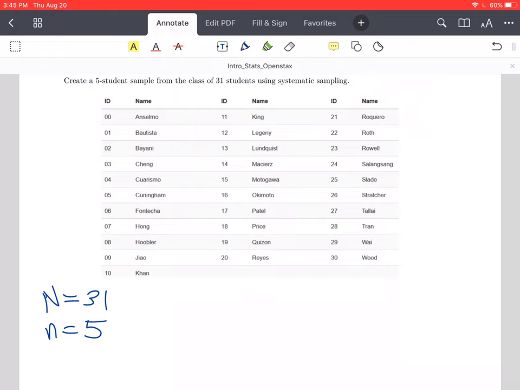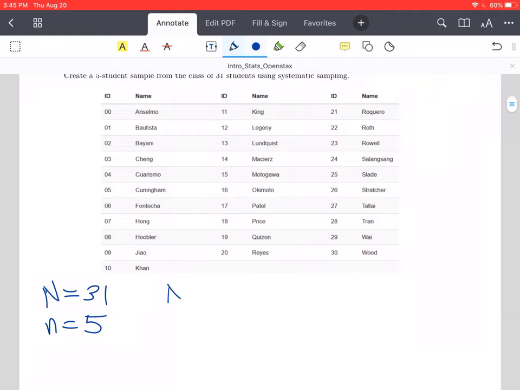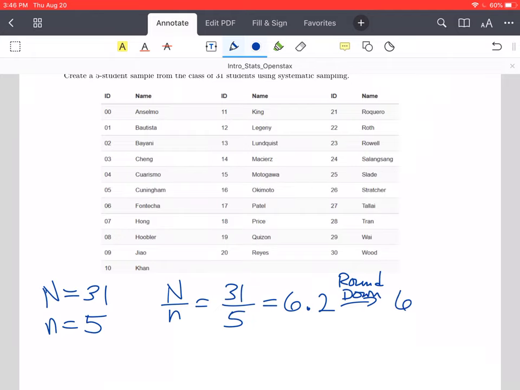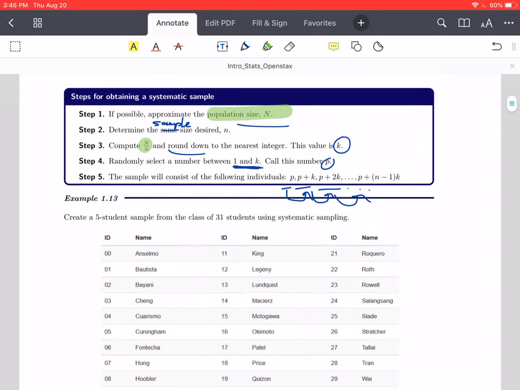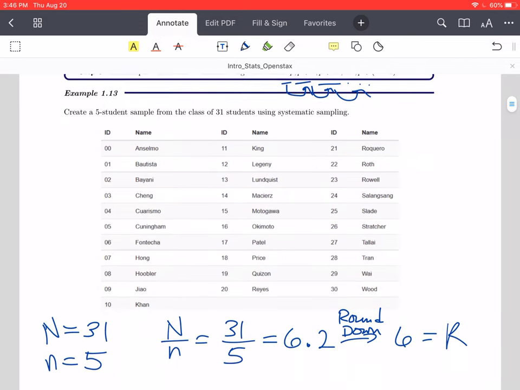So, in order to get capital N over lower n, that's going to be 31 over 5, which is 6.2. But if you recall, it wanted us to round down. So round down to the nearest integer, that's 6. That's our value of k. So that's k, and now we randomly select a number between 1 and k.